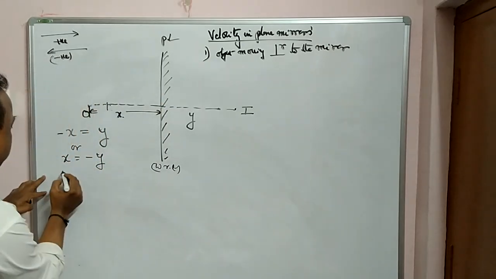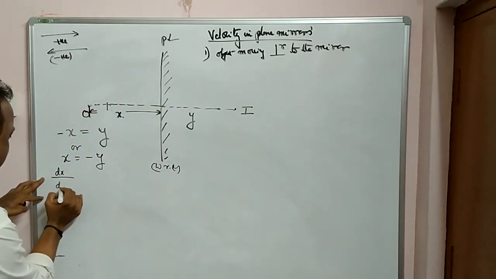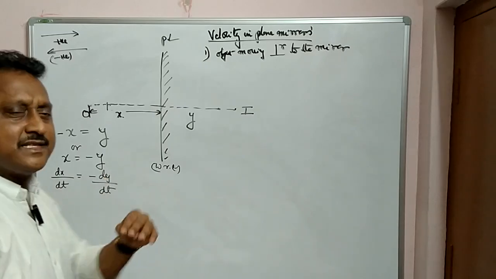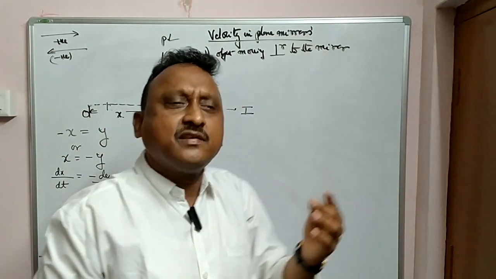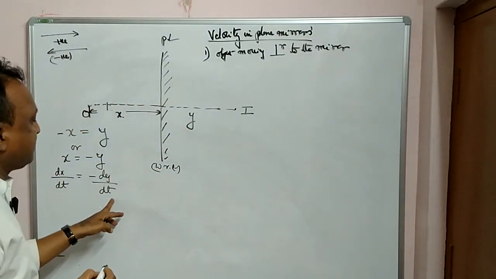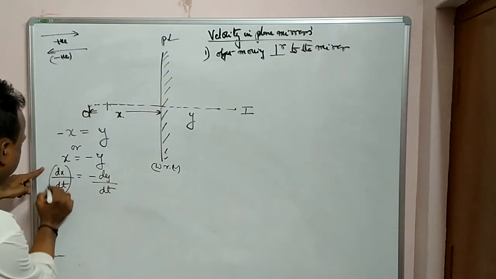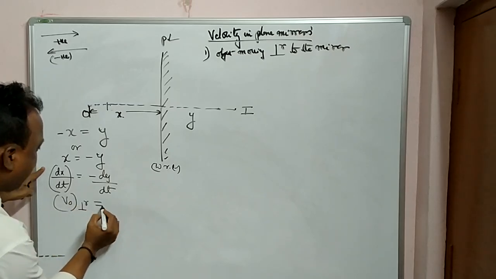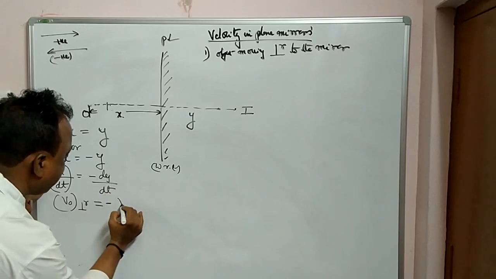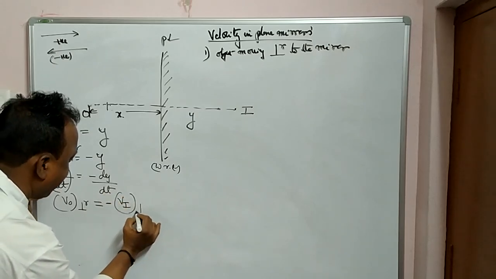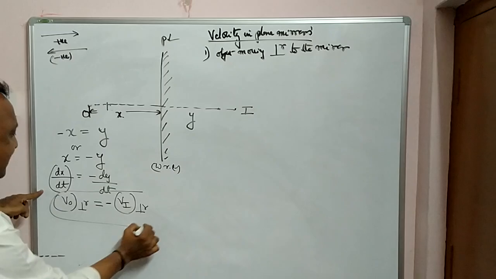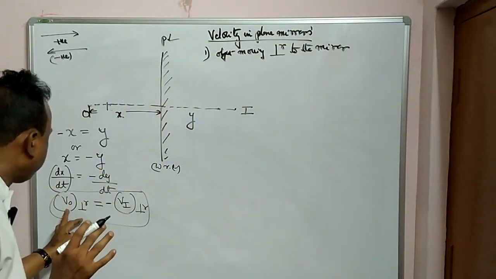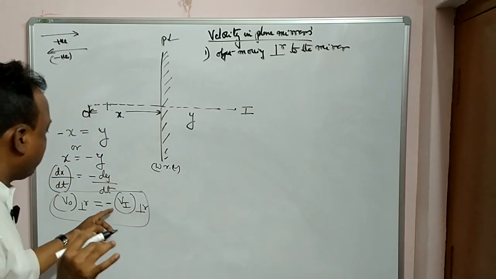Now I will take the derivative of this. dx by dt is equal to minus dy by dt. What is rate of change of displacement? Velocity. And what is this velocity? Velocity of the object perpendicular to the mirror. And what is this one? Velocity of the image perpendicular to the mirror. Very, very important formula. So object velocity is equal to negative of image velocity. So velocity of the object in perpendicular direction is equal to minus that of the image.